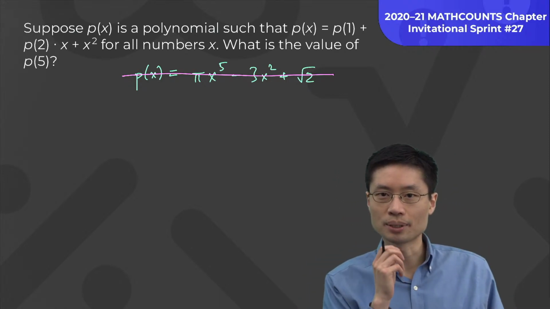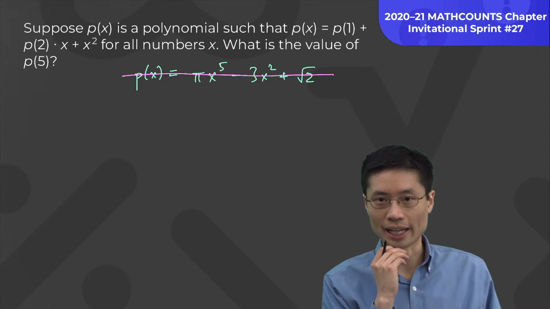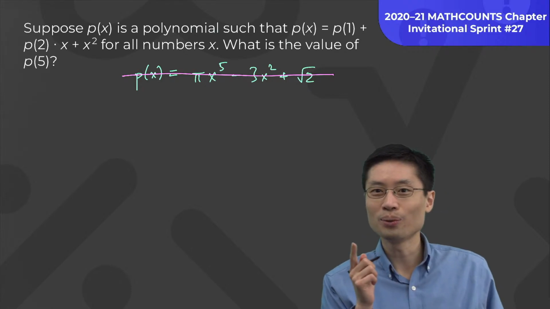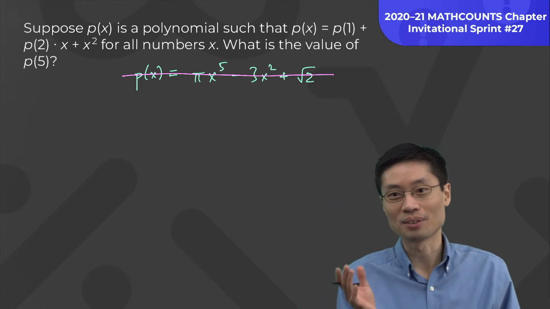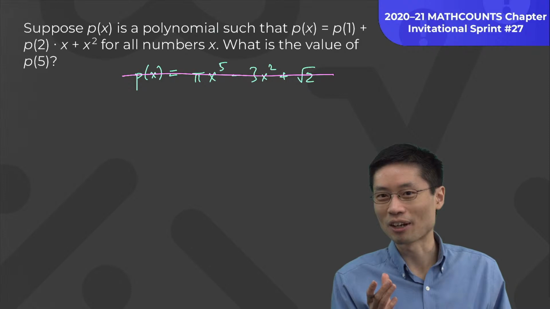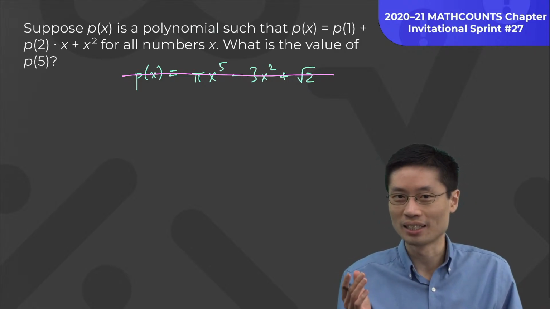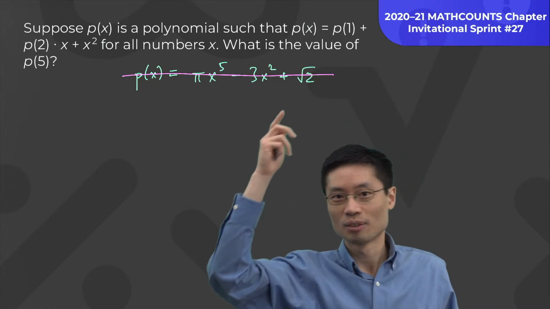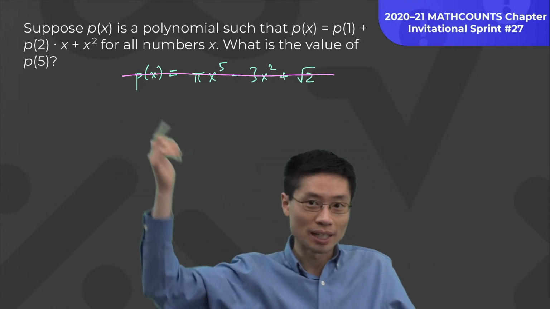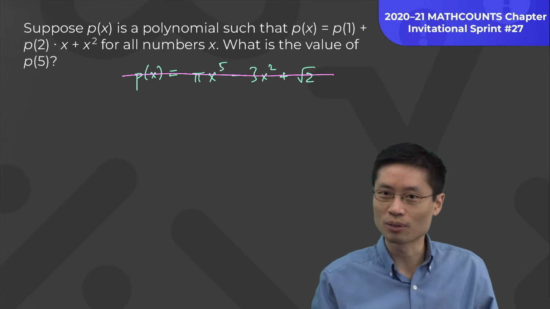Now if it's supposed to be true like that for all numbers x, I wonder, ooh, I see what's going on here. Let's figure out what p of 1 and p of 2 are. If I could figure out what p of 1 and p of 2 are, then if I just throw 5 in, I'll take whatever p of 1 was, plus p of 2 times 5, plus 5 squared. How could I figure out what p of 1 and p of 2 are?